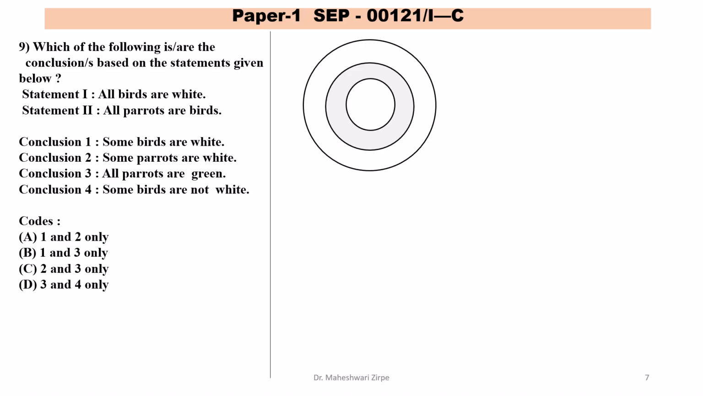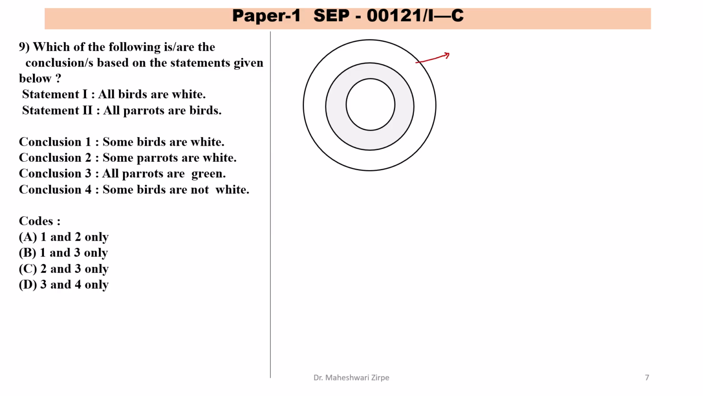Now next one is, which of the following is or are the conclusion based on the statements given below. So there are few statements given here. Now using Venn diagram we are going to solve this. All birds are white. So let us see the outermost circle which I have drawn. Let it be what?